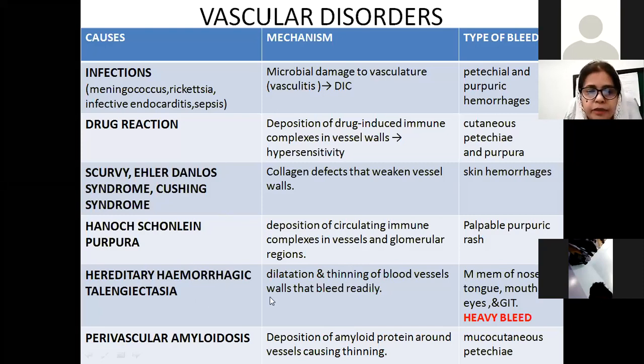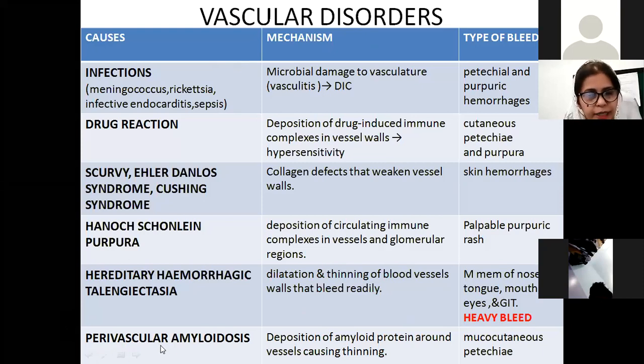It is characterized by the presence of dilated and thin blood vessels on the mucosa, especially on the face and within the oral mucosa, which have a tendency to bleed readily. They are present around the nose, tongue, mouth, eyes, and if they are present within the GIT, then it may result in a heavy bleed. This is the only disorder in which heavy bleeding is expected. Otherwise, the rest of the vascular disorders, if they are treated appropriately, give rise to minor bleeds.